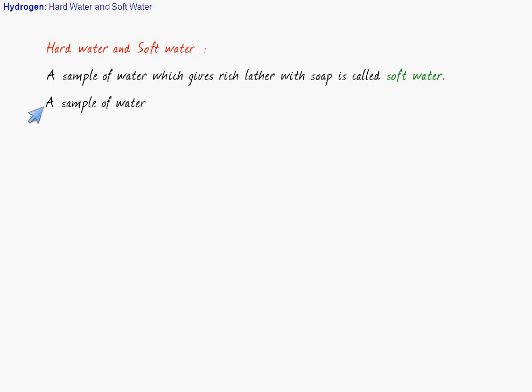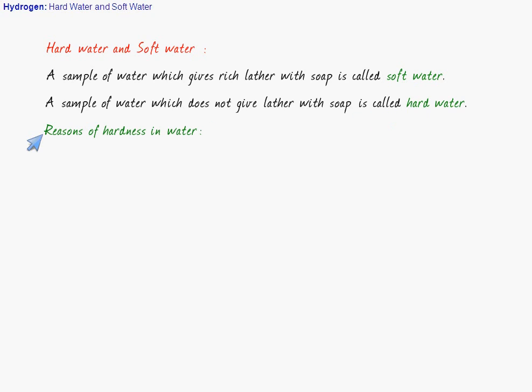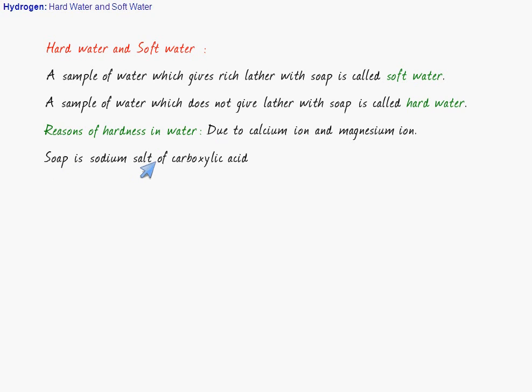A sample of water which does not give lather with soap is hard water, and this is unfit for washing purposes and bathing also. Now the question arises, why is there hardness in water? Hardness in water is due to the calcium ion and magnesium ion present in hard water. Now the soap is sodium salt of carboxylic acid having a large number of carbons.